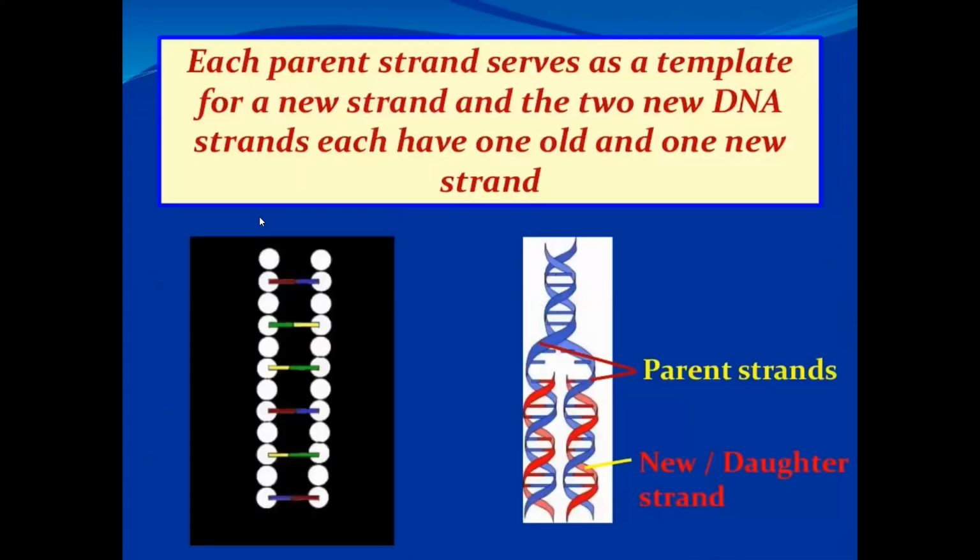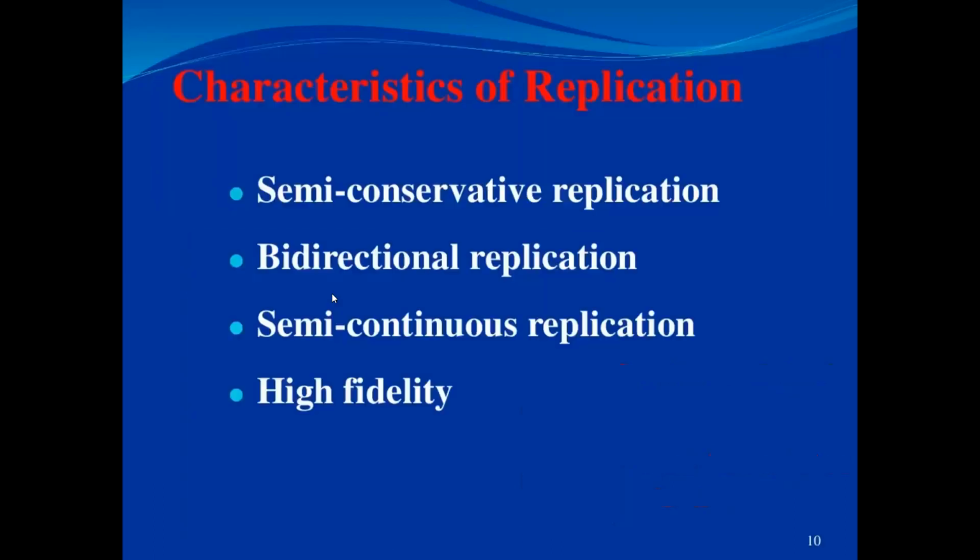Each parent strand serves as a template, like a standard copy, for the new strand, and the two new DNA molecules each have one old as well as one new strand. In this way, the semi-conservative mode of replication takes place. What are the characteristics of replication? Most organisms undergo semi-conservative replication, and it is bidirectional. The replication takes place in both directions, and it is a semi-continuous mode of replication.